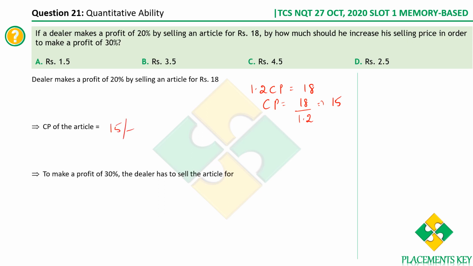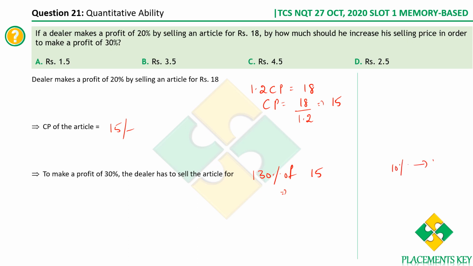Okay. Now to make a profit of 30%, this dealer has to sell the article for 130% of the cost price, right? 130% of the cost price. Cost price is how much? 15. Therefore, he has to sell the article for how much? The 1.3 into 15. Yeah, it is 30% more than 15. That's how we can take.